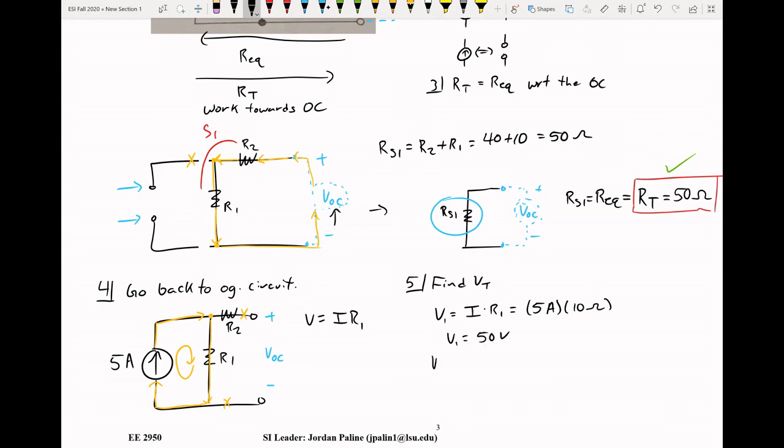And we can say VOC is parallel to VR1. Therefore, VOC is equal to 50 volts, which is equal to V Thevenin. And we have now found V Thevenin. All right, very simple example, a little bit more in-depth explanation, but you'll get the hang of it the more you practice it.